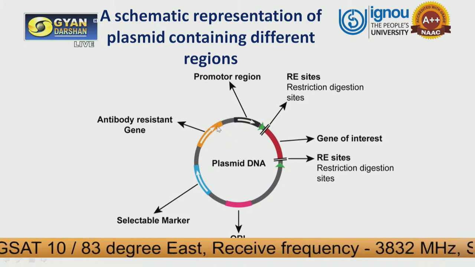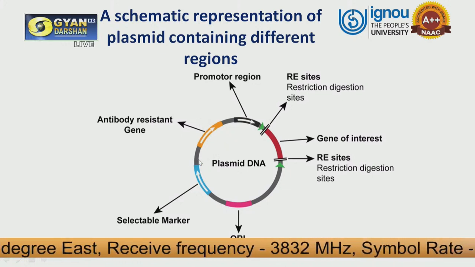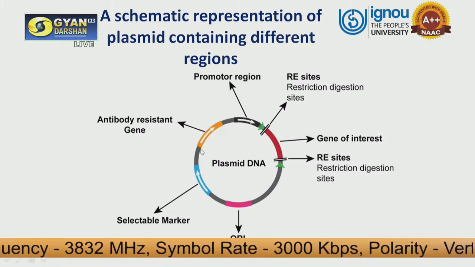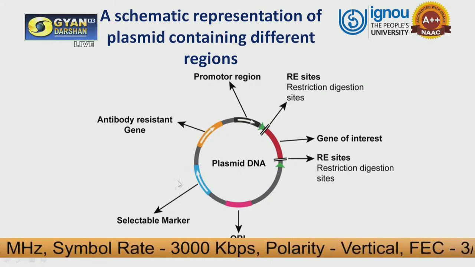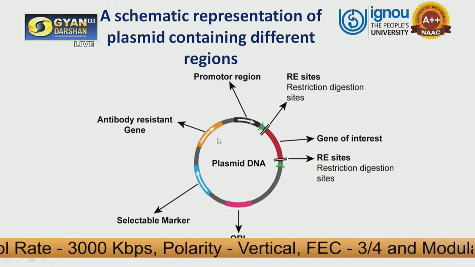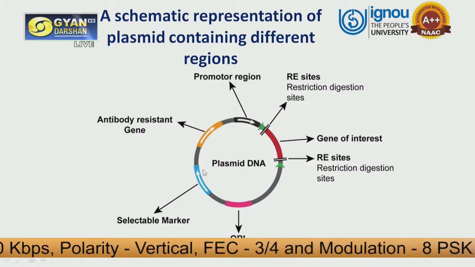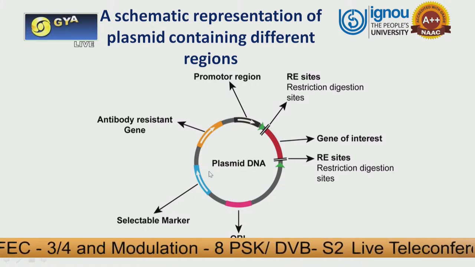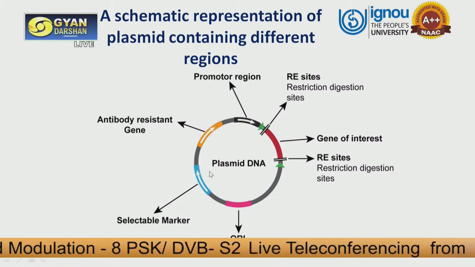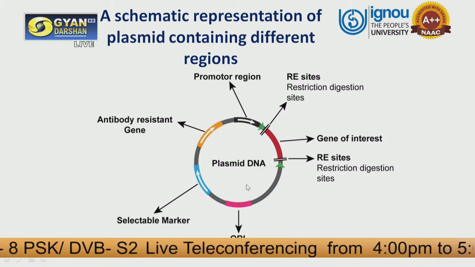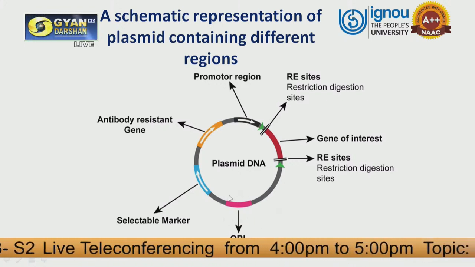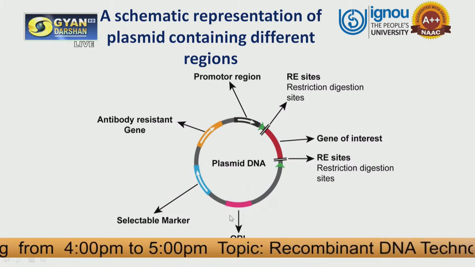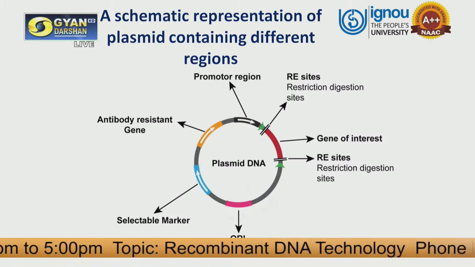Apart from this, here is the antibiotic resistance gene. I have just now explained how these can also be used as a selectable marker. Some of the plasmids have two antibiotic resistance genes so that you have more flexibility of using different types of selection markers as per the need. This is the origin of replication, which I have just told you is important for self-replication of the plasmid in the host cell.